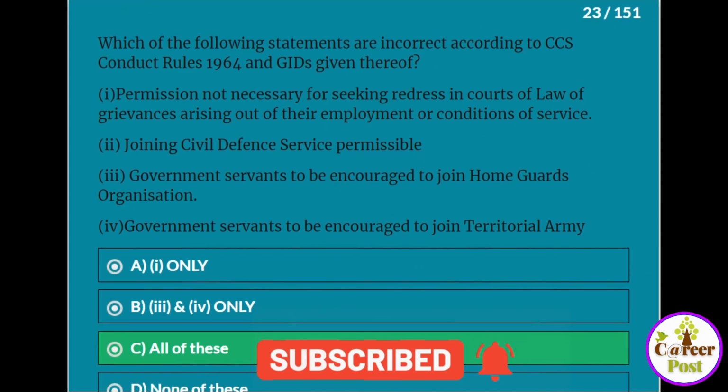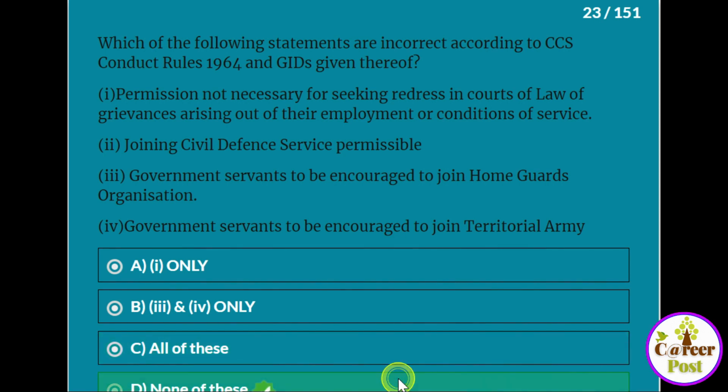Which of the following statements are incorrect? Again the question is incorrect according to CCS Conduct Rules. Permission not necessary for seeking redress in a court of law of grievances arising out of their employment or conditions of service. Joining civil defense service permissible. Government servants to be encouraged to join Home Guards organizations. Government servants to be encouraged to join Territorial Army. The answer is none of these.